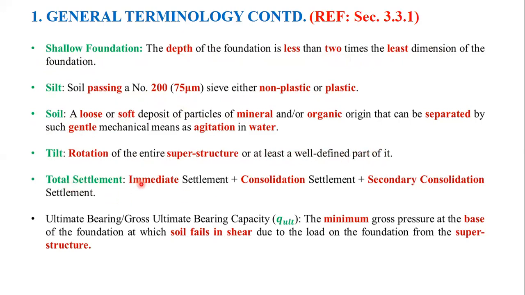Total settlement: as already expressed, the total settlement is immediate settlement plus consolidation settlement plus secondary consolidation settlement. The ultimate or gross ultimate bearing capacity is the minimum gross pressure at the base of the foundation at which soil fails in shear due to the load on the foundation from the superstructure.